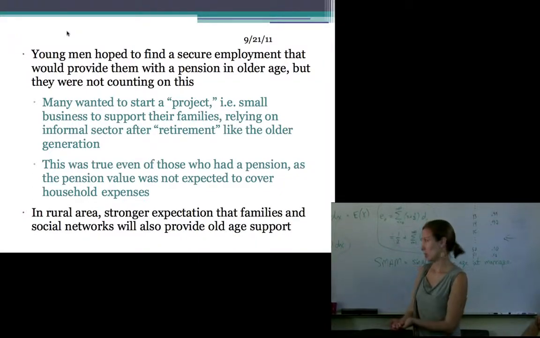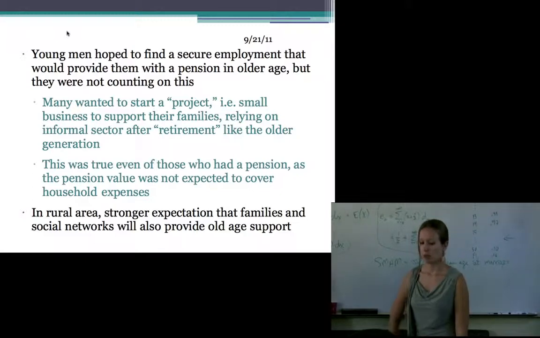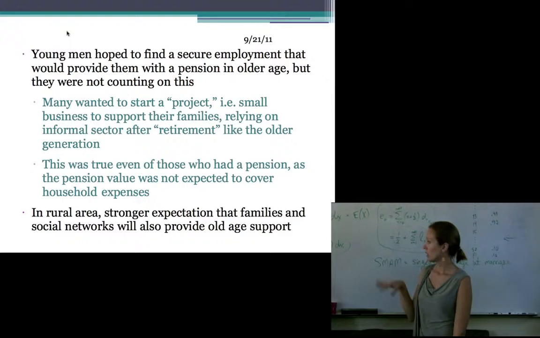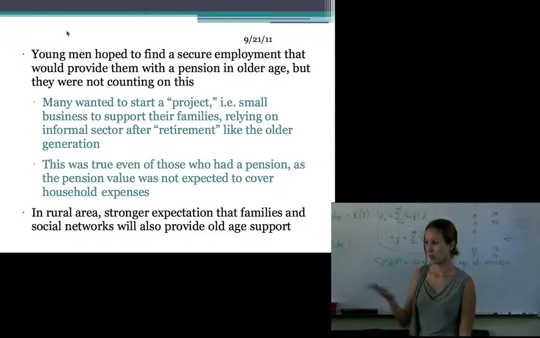What the female members of the household will do if they're not working and he's no longer there, and the absence of pensions, is not really something anybody could say or talk about. And again, even those who had pensions or would get pensions expected to work in the informal sector through old age. In the rural areas, again, there was a stronger expectation that families and social networks will provide the support, but being the men, they're the ones who have to be contributing to these networks and either being provided for by their sons or their brothers or these kinds of things.